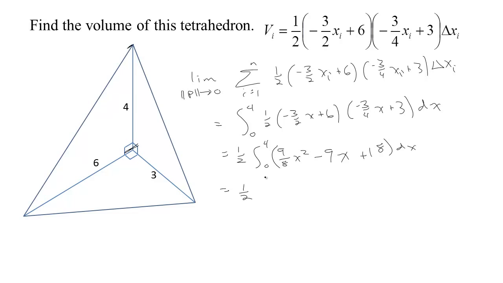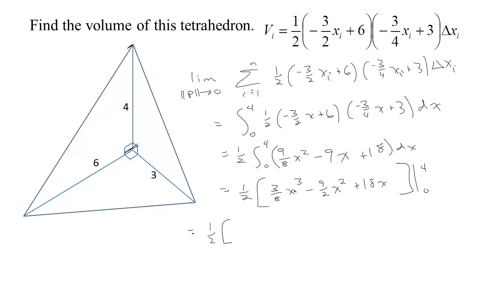Okay, so we just have to find an antiderivative. Since this is a nice polynomial, it's continuous. So the fundamental theorem says we'll just find an antiderivative of this thing. So an antiderivative would be 3/8 x cubed minus 9/2 x squared plus 18x, and we just have to evaluate that antiderivative between the two bounds, between 0 and 4.